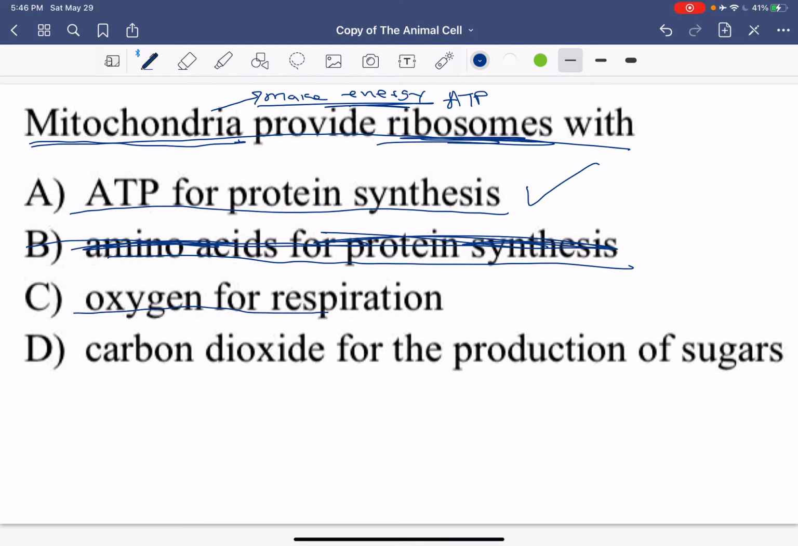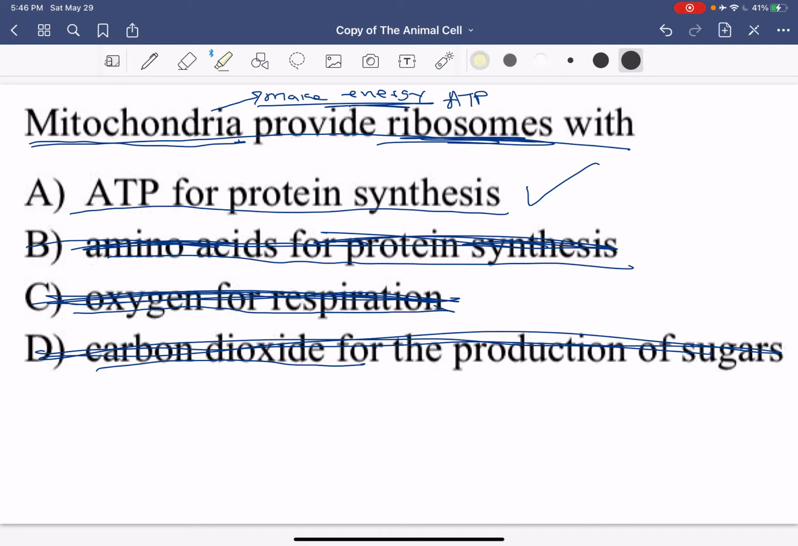Oxygen for respiration. Absolutely not. We get oxygen from breathing it in through our lungs. Carbon dioxide. Absolutely not. So the correct answer is that it gives ATP for protein synthesis. It gives energy, guys, energy in the form of ATP.